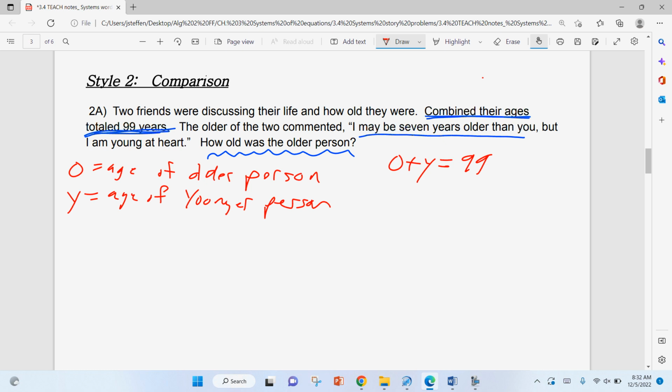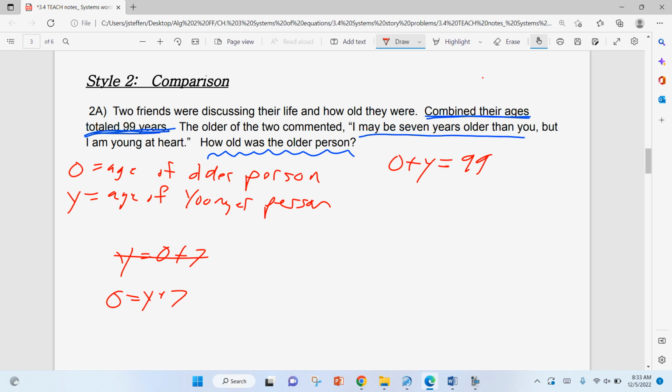Then the older one says, I may be 7 years older than you, but I'm young at heart. So the hard thing with this one, and don't write this down because I'm going to erase this, but is my equation y is equal to o plus 7, or is o equal to y plus 7? And that's one of the harder parts about this. That's why I think this is the hardest one. Which one is which? Well, one way you can always tell is o is the older person. So if y is equal to older person plus 7, doesn't that mean that y is going to be bigger than o? Because you're taking o and adding 7 to it, so it's going to be bigger. Well, y can't be bigger because it's the older person, so you know it's not going to be that.